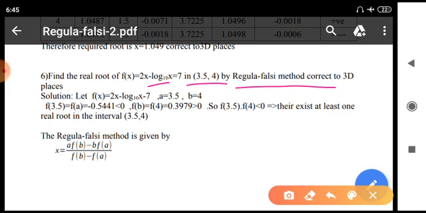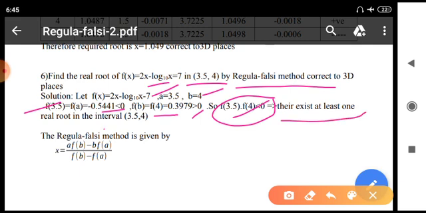Now solution, f of x is 2x minus log x to the base 10. If you take 7 to the left hand side, minus 7, a is 3.5, b is 4. So f of a, f of 3.5, which is minus 0.5441, which is less than 0. F of b, which is f of 4, the value is positive. So f of 3.5 into f of 4 is less than 0. If this condition is satisfied, that is f of a into f of b less than 0, then there exists at least one real root in the interval 3.5, 4.